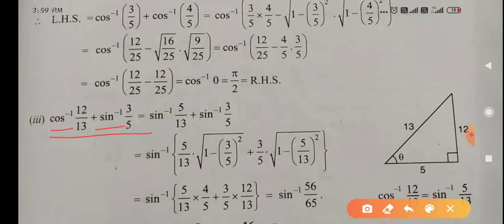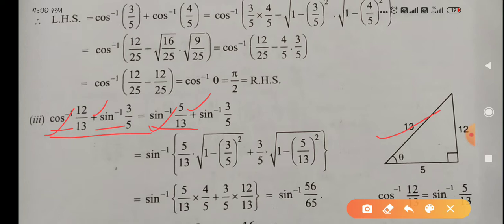And you cannot apply the property sin inverse x plus sin inverse y because both are not sin inverse. So first of all, with the help of the conversion formula, this cos inverse you can convert into sine inverse, or sine inverse you can convert into cos inverse. So here they are converting cos inverse into sine inverse. With the help of a triangle also you can convert, I told you. So with the help of a triangle or the conversion property, cos inverse 12 upon 13 will be sine inverse 5 upon 13.